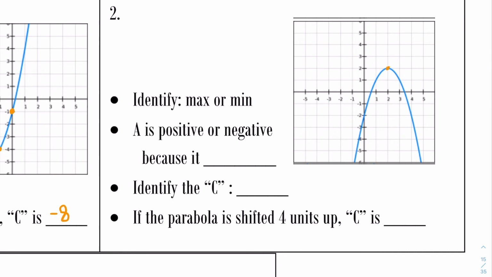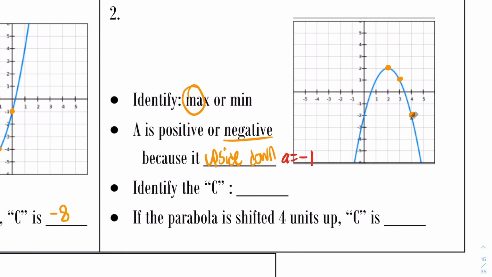Identify the maximum or the minimum. Okay, this one's a maximum. Is a positive or negative? It's going to be negative because it's upside down. And if we look one space over, we're only down by 1. If we look 2 spaces to the right of the vertex, we are 1, 2, 3, 4 spaces down. So this is following the same scale as the parent function, so that means a is just negative 1. All that happened to this graph is it flipped over, but it's not any skinnier or wider than the parent.